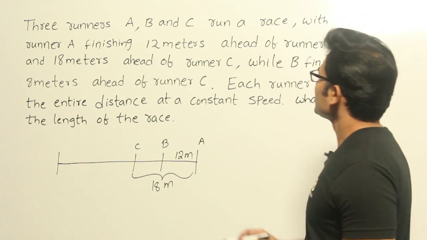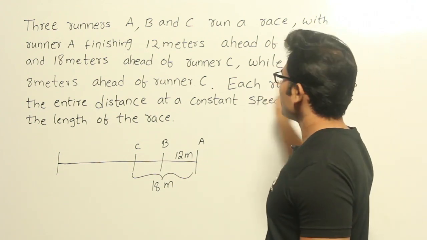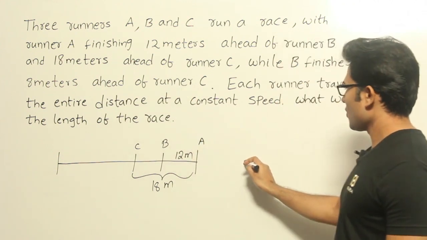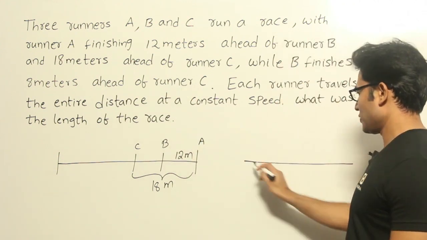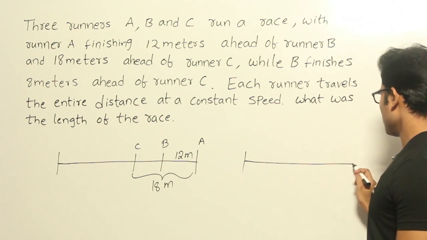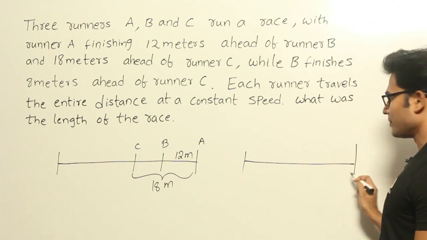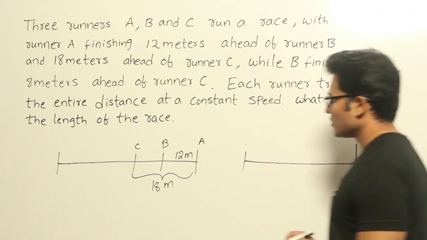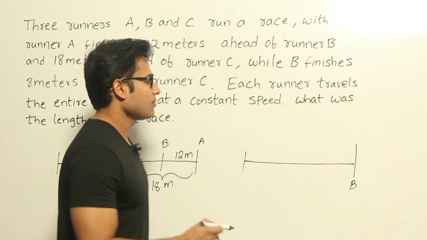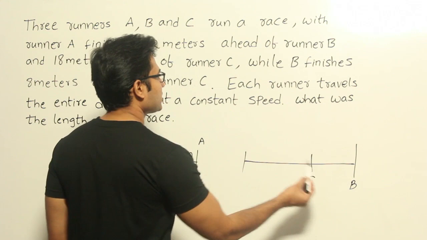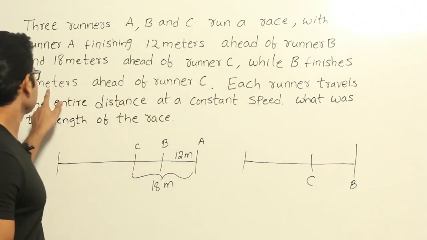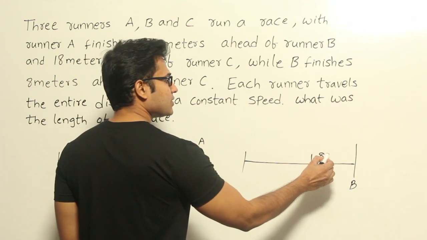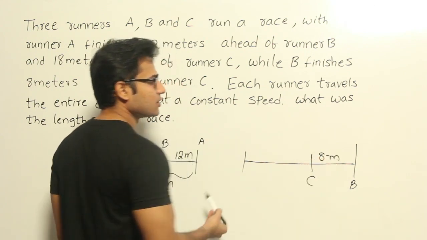So next one is, while B finishes 8 meters ahead of C. So now the race is actually won by A and the second position is being taken by B, right? Therefore B is going to beat C by, see this, while B finishes 8 meters ahead of C, which means the distance here is given as 8 meters. That is the meaning of it.